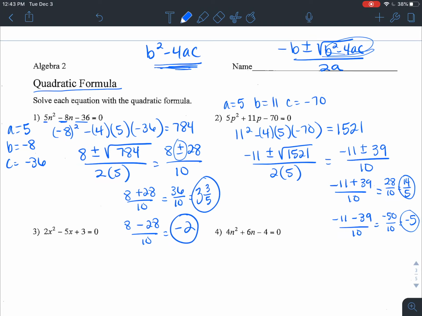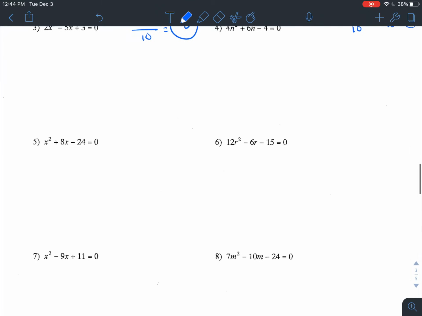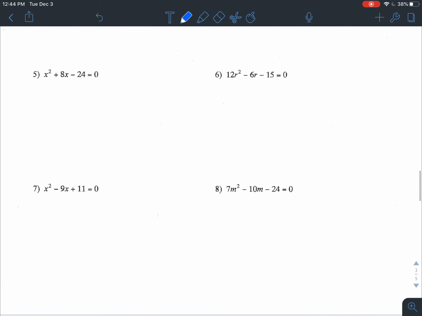Okay. Also, if you were using your calculator and you did 28 divided by 10 and you got 2.8, that would be acceptable as well. All right, let's skip down to number 5.